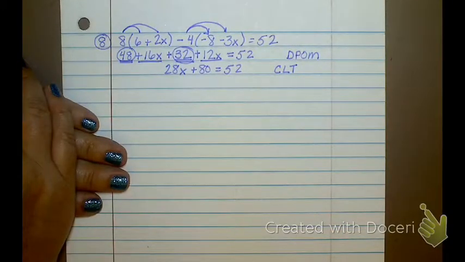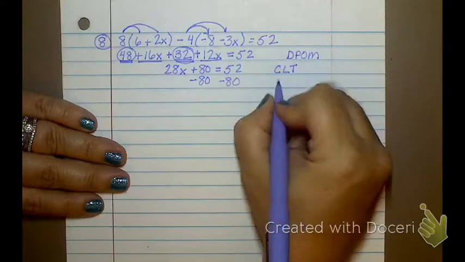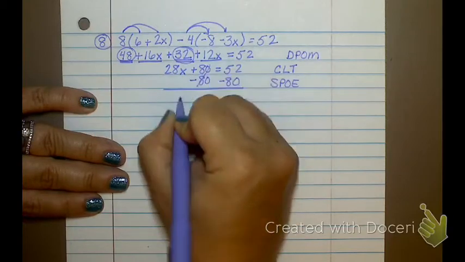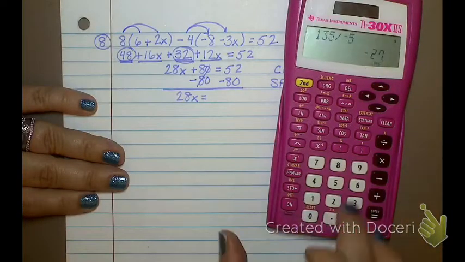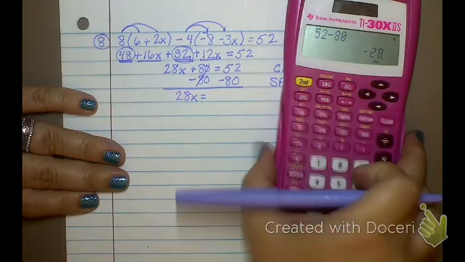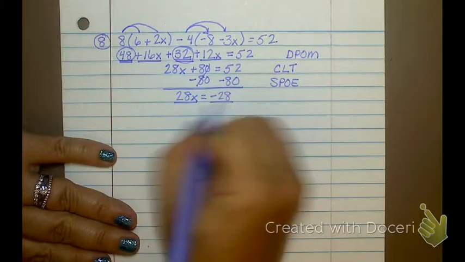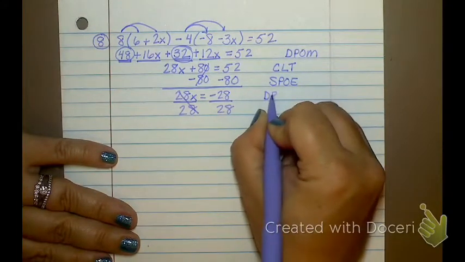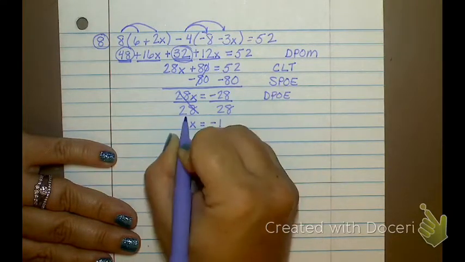But now I should be pretty familiar with where I'm going from here. What do I do next? Subtract 80. I'm going to the other side of the equal sign, which means I'm using my subtraction property of equality. So 28x equals 52 minus 80, negative 28. I like that number because it's going to divide by 28 nicely, isn't it? So that's my division property of equality. And I get x equals what? Negative 1.